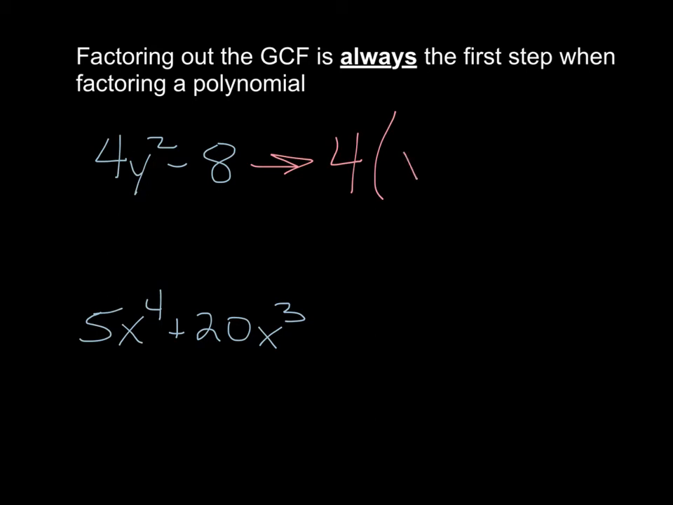And then you should think that's 4. That would be y squared. Okay, and then you go to the next term. So what times 4 gives you negative 8? And make sure you pay attention to your signs. Okay, so what times 4 gives you negative 8? That should be a negative 2.